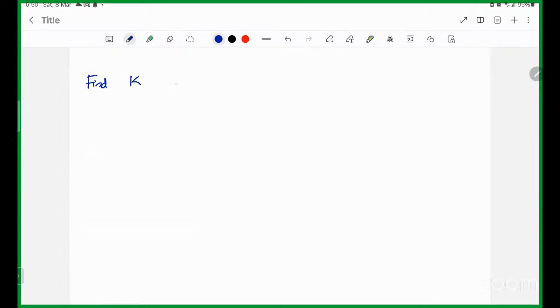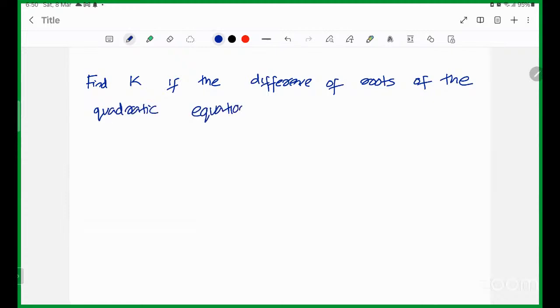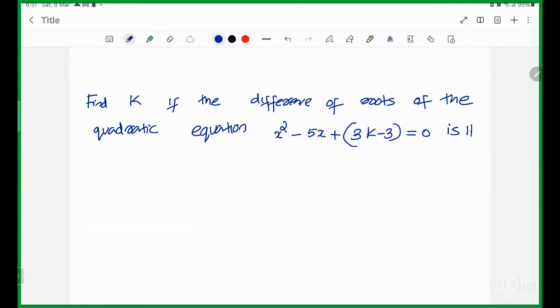Find k if the difference of the roots of the quadratic equation x square minus 5x plus 3k minus 3 equal to 0 is 11. ये कैसे करेगा?